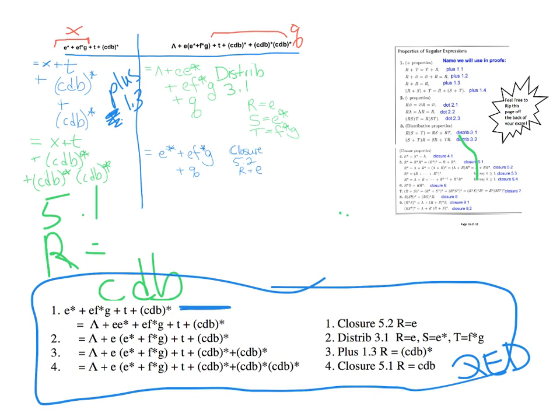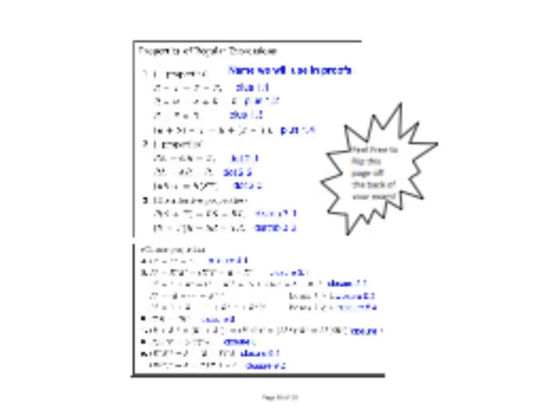So that's the proof. Notice that each line is numbered. Line 1 is this thing equals something, and here's my reason for why it equals it. And line 2 is it equals this now, which is this, and so on. So there's my proof. And just so you can see it again, here's a copy of the properties of regular expressions by themselves.